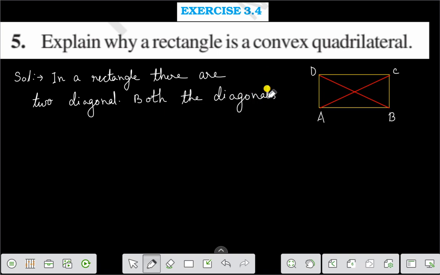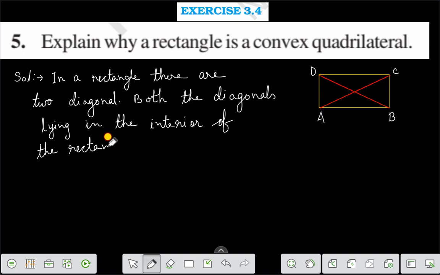Here you see that both the diagonals lie in the interior of the rectangle.